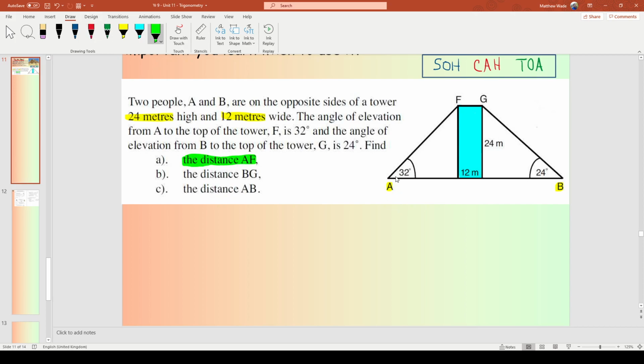AF is going to be from A to F, so it's this side here, and there's nothing on it. So I would absolutely give it a letter. Let's call it X, or any letter you like, but I'm going to call it X. It didn't give us a variable, but we'll just make one up. And we're trying to find the distance to that. Right, buddies? What do you think we have to do?